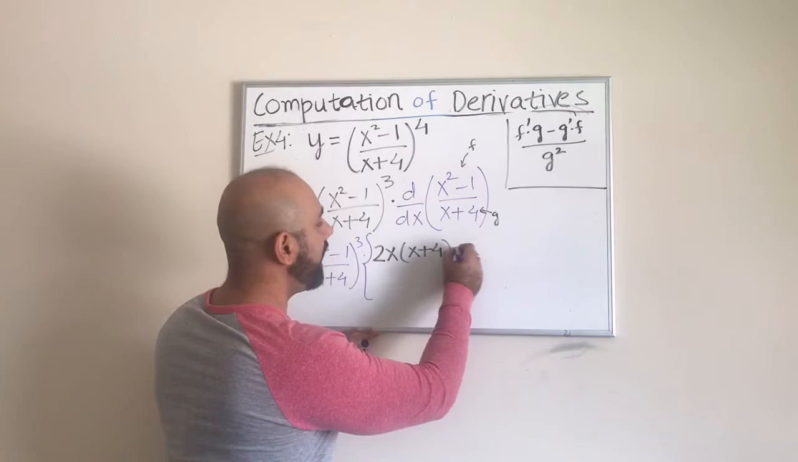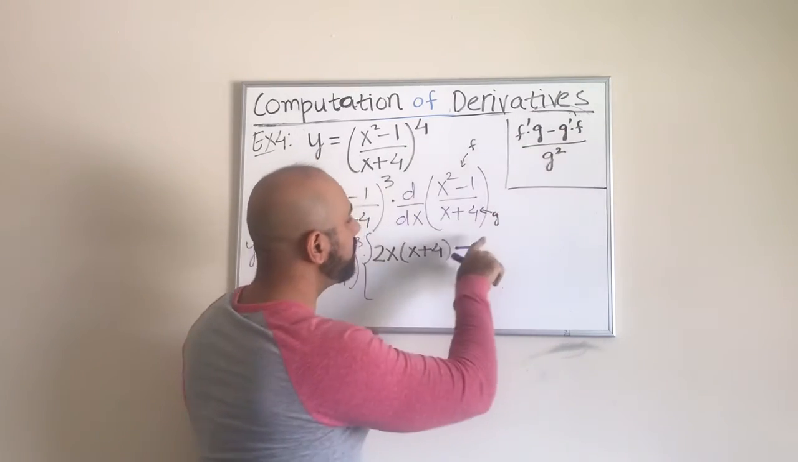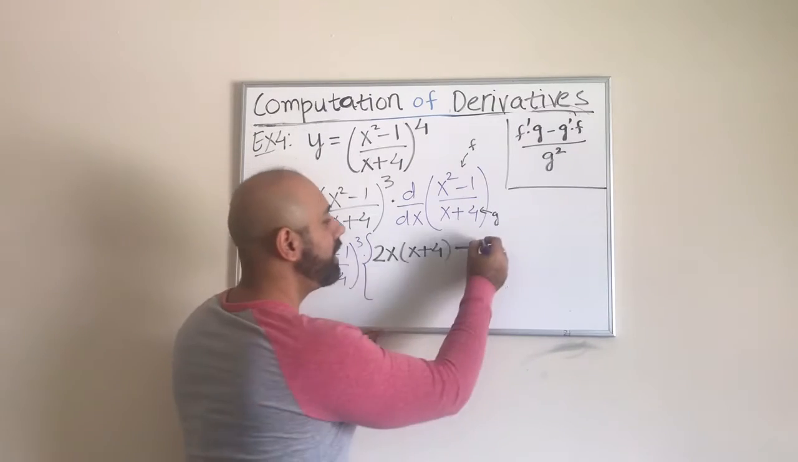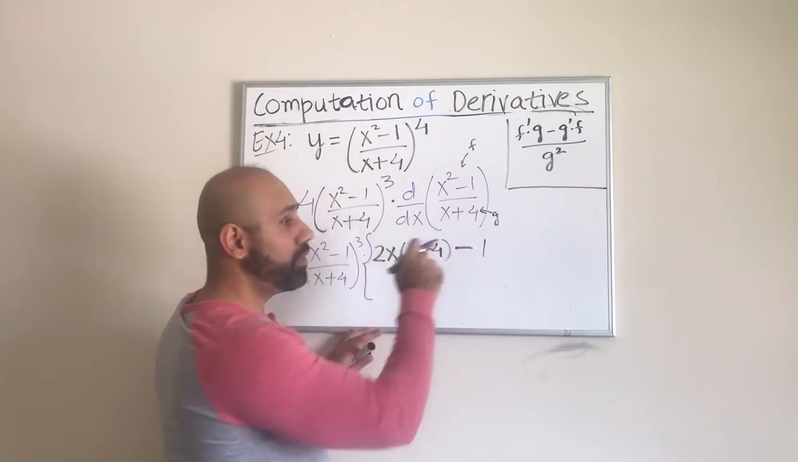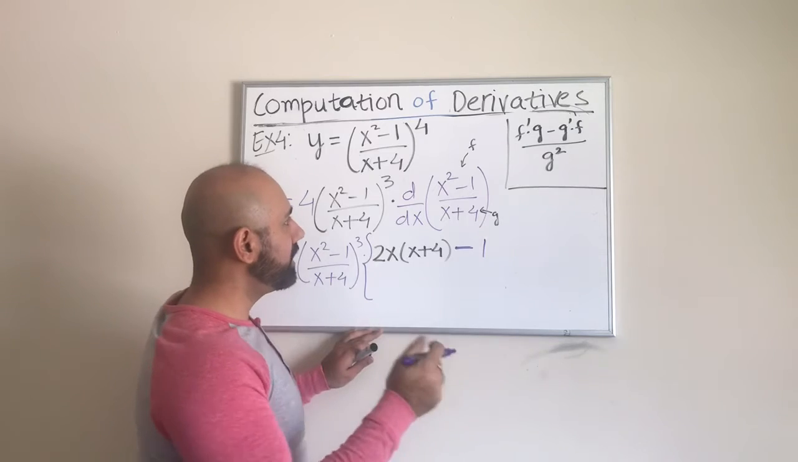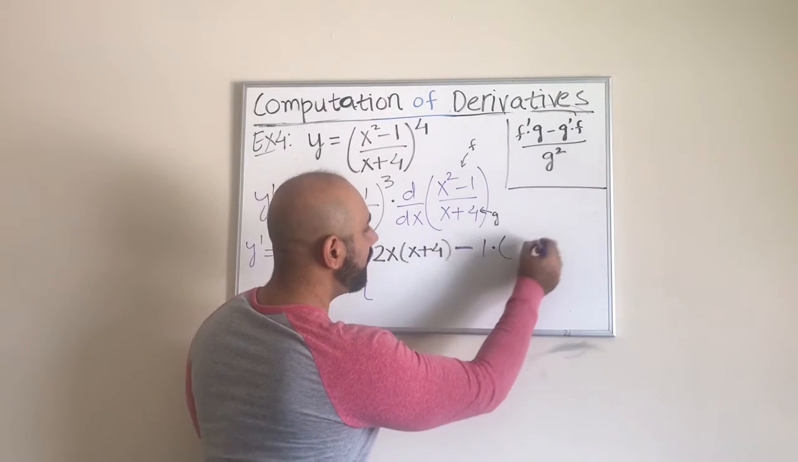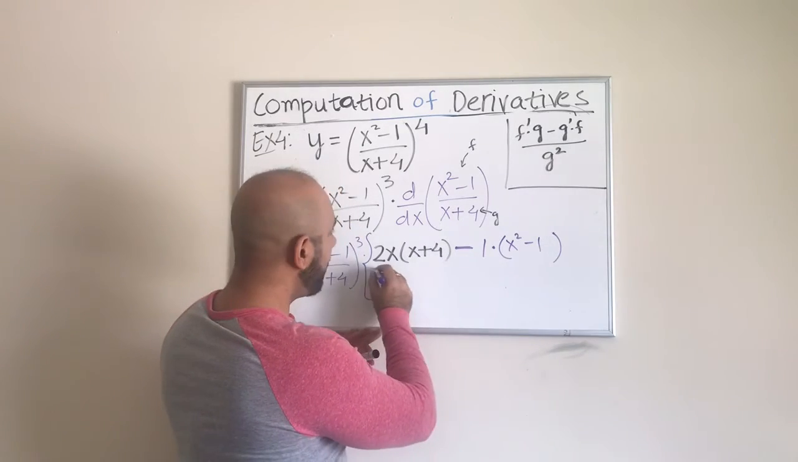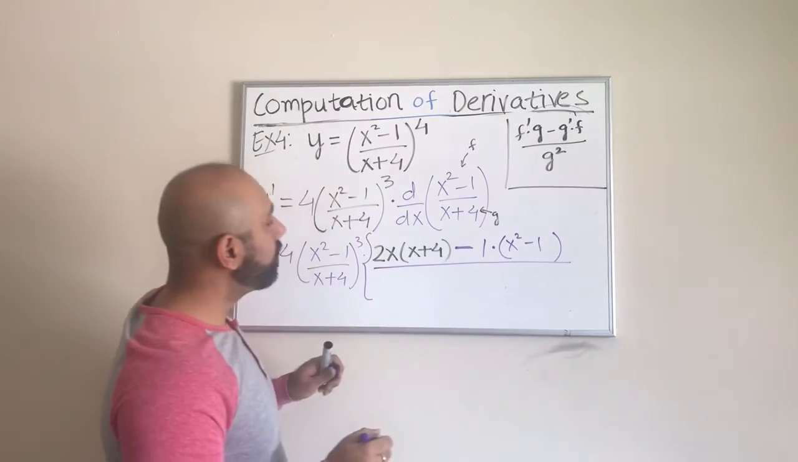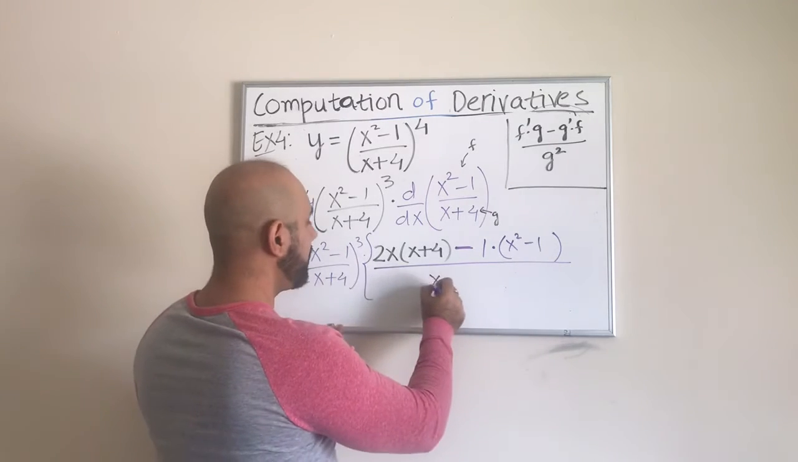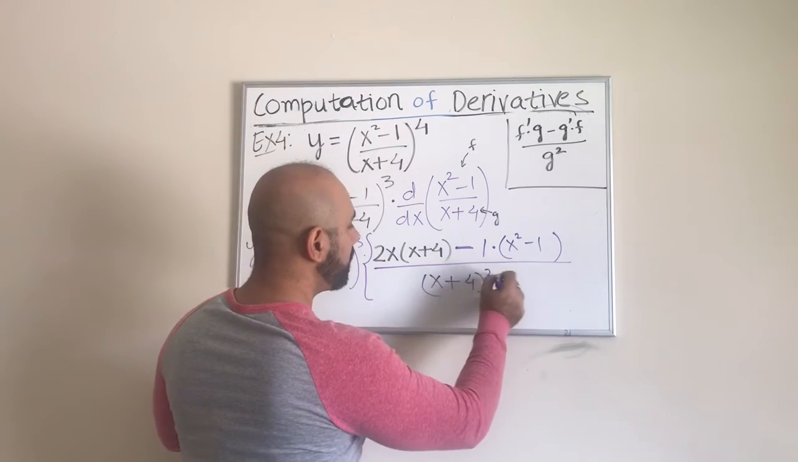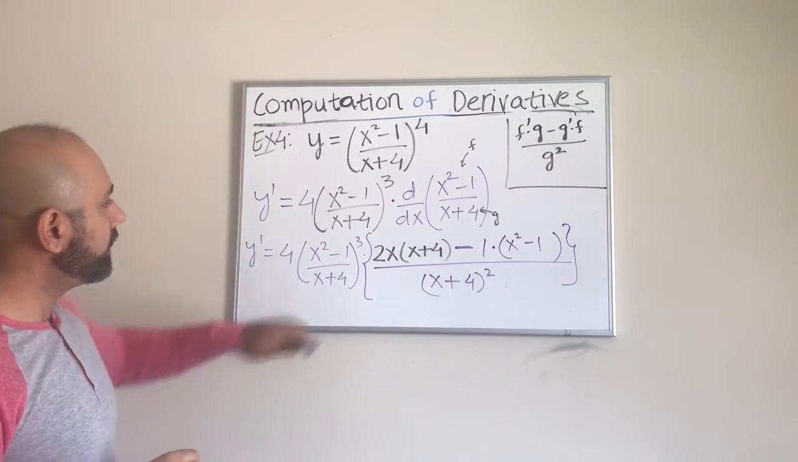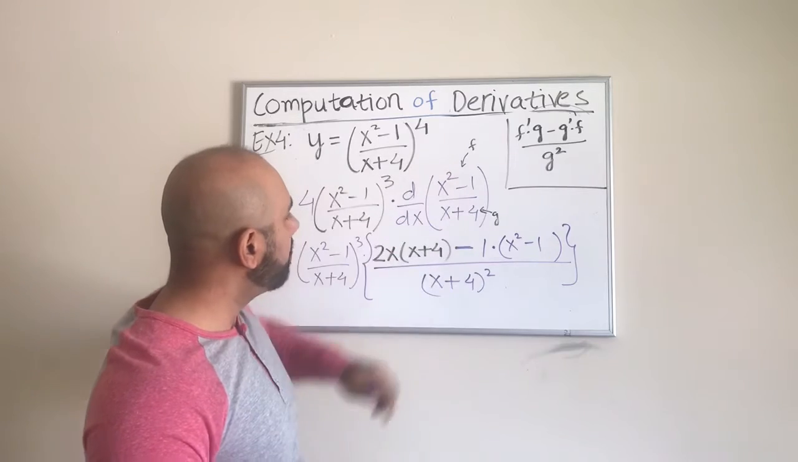Then, guys, I have to subtract. What do I have to subtract by? G prime. So g prime is the derivative of the denominator, and the derivative of x plus 4 is simply 1, because the derivative of x is 1 and the derivative of 4 is 0. So I don't have to worry about writing that 0. And then I have to multiply this by just the f function, which is x squared minus 1. And then I have to divide this whole thing by the square of the denominator, which is x plus 4 whole square, right? So that is the quotient rule, or the derivative of this quotient, right?